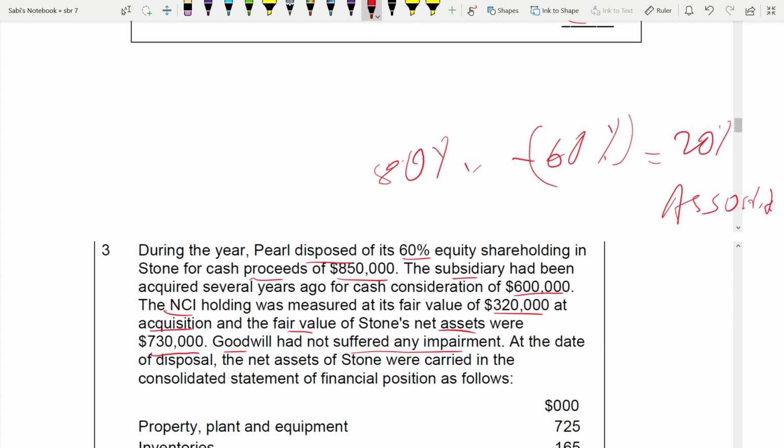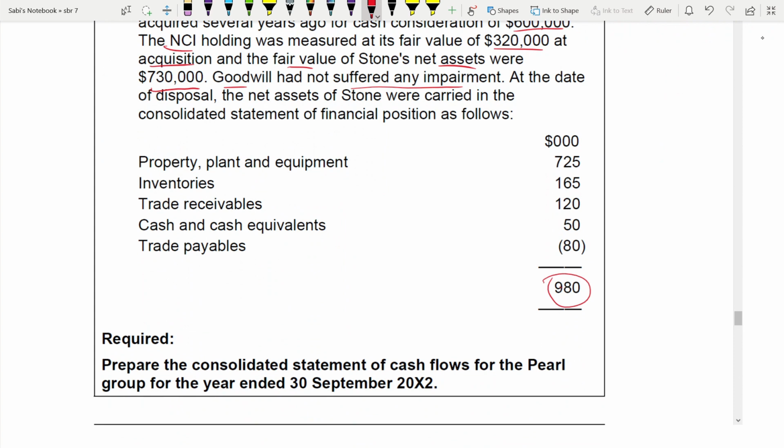See, the moment they say did not suffer any impairment, don't waste your time to calculate impairment for goodwill. That means there is no impairment. And they have given you the net asset also, 980. Now prepare the consolidated statement of cash flow. This is a full consolidated statement of cash flow, but in your actual exam, they will not give you this lengthy, full consolidated statement of cash flow for a question. They will only give you extracts like Test Your Understanding 6. But it's very important to do this question fully so that you understand all the aspects of associate, of subsidiary, of acquisition, of disposal, of goodwill, of NCI, all the consolidation stuff you need to know. That's the reason we are going to do this.